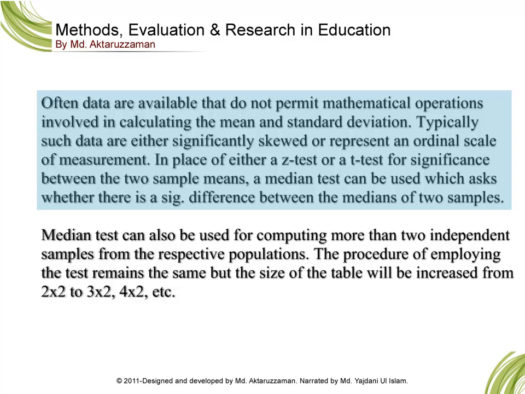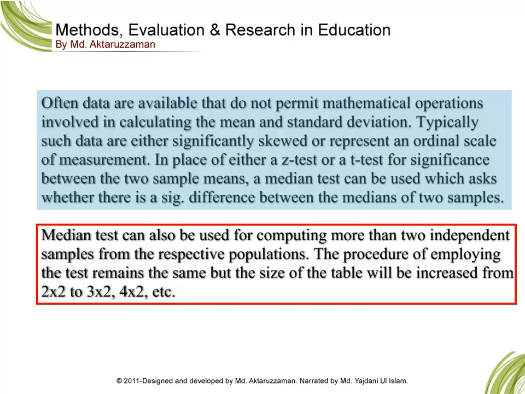Often data are available that do not permit mathematical operations involved in calculating the mean and standard deviation. Typically, such data are either significantly skewed or represent an ordinal scale of measurement. In place of either a z-test or a t-test for significance between the two sample means, a median test can be used, which asks whether there is a significant difference between the medians of two samples.